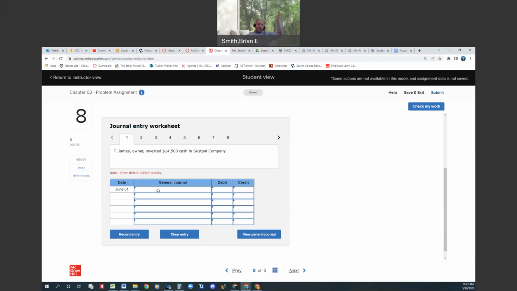What type of account is it? An asset. What is its normal balance and what makes it increase? A debit. So we're going to debit our cash first for that 14,500, and then we're going to credit the owner's capital. Okay, so it's going to be T. James capital, and we're crediting that because that's its normal balance on a capital account.